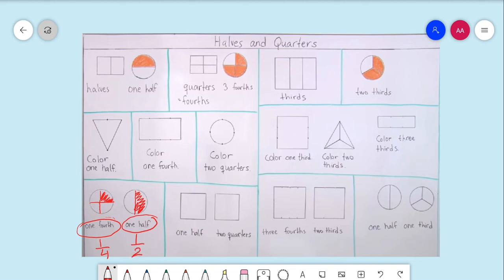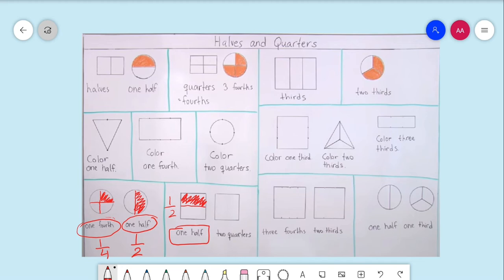You have been given a square and you've been told to color 1/2. This means either you can divide your square like this or you can divide it like this. It's up to you because it's not been asked that you need to divide vertically or horizontally. So divide it as you like and then color 1/2. Alright, this is 1/2 colored.